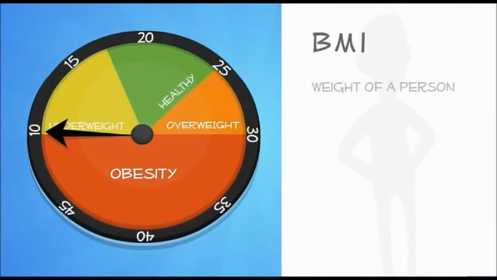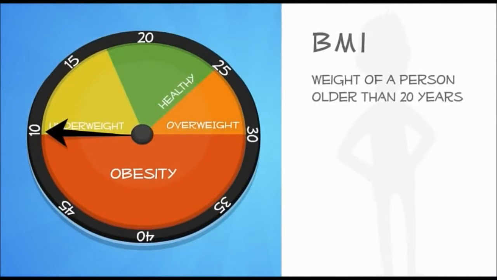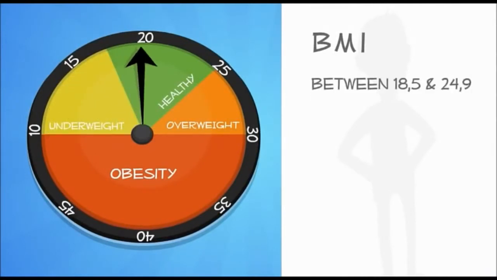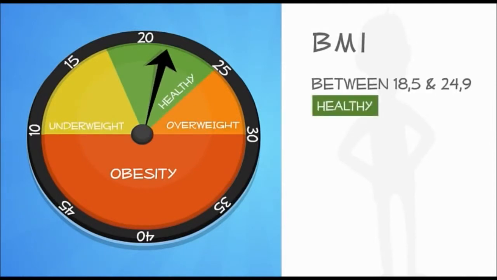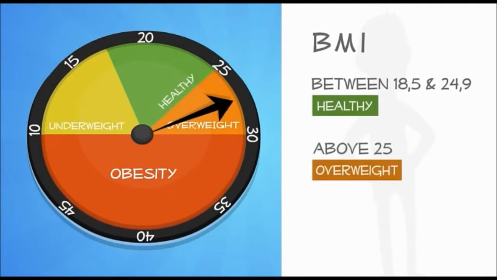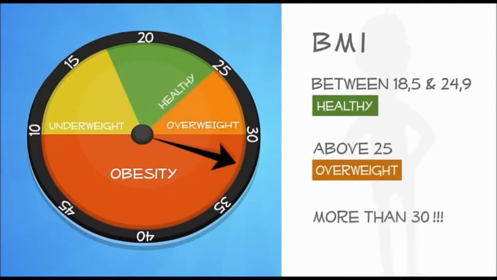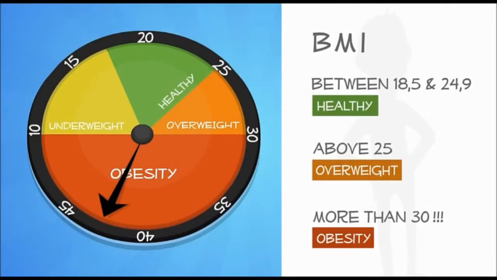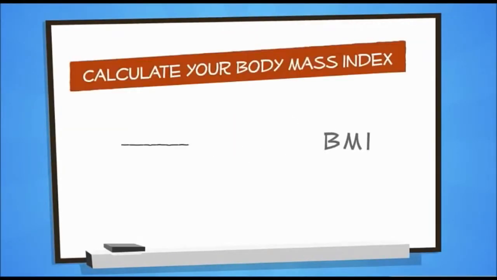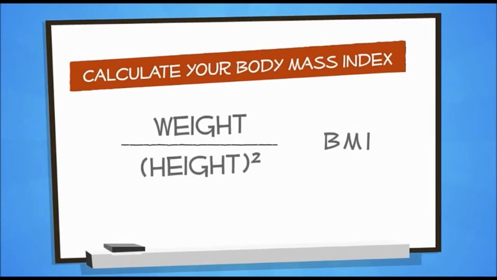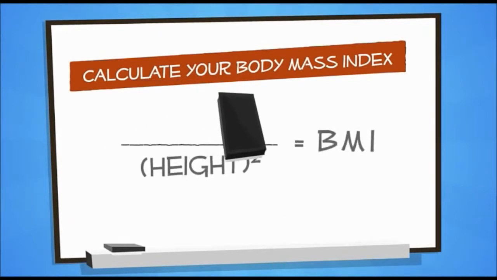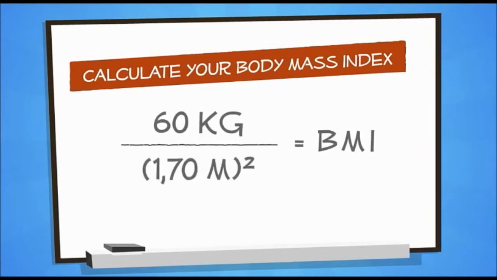The Body Mass Index, or BMI for short, is an international value for the weight of a person older than 20 years. A BMI between 18.5 and 24.9 is considered by the World Health Organization as healthy. Anything above a BMI of 25 is considered overweight. A BMI of more than 30 indicates serious overweight or obesity. You can calculate your body mass index as follows. Divide your weight in kilograms by the square of your height in meters. For example, if you weigh 60 kilos and your height is 1 meter 70, then you have a BMI of 20.8.